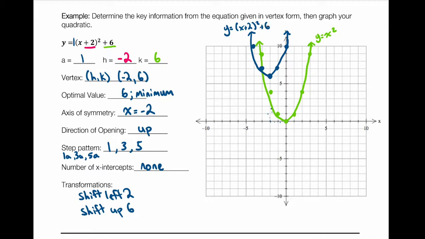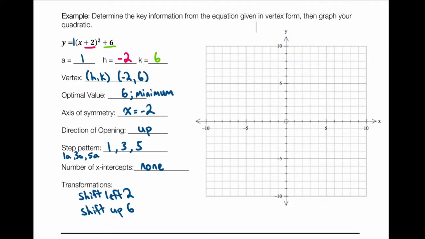So that's one way you can do it. You apply the transformations to every single point on the y equals x squared graph, and you get your new graph of whatever the equation happens to be. I'm going to show you the way now of using the vertex form.